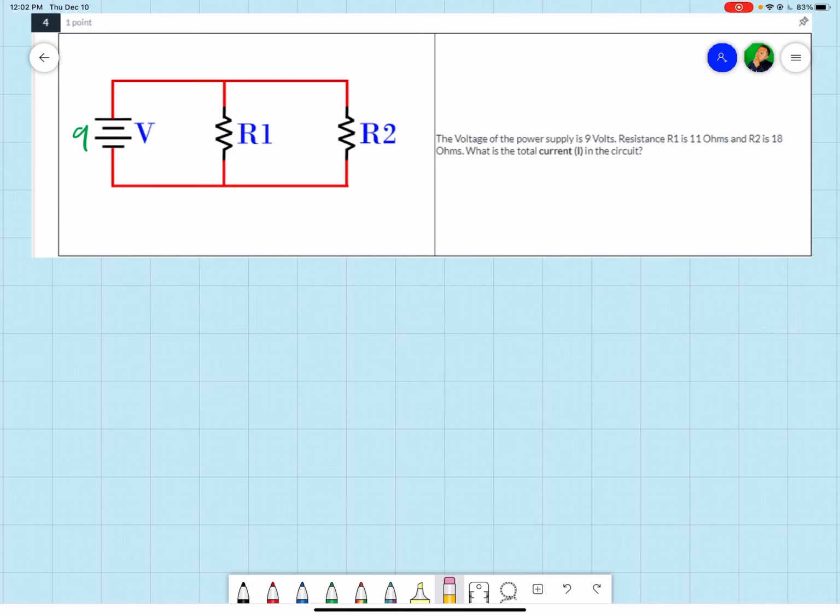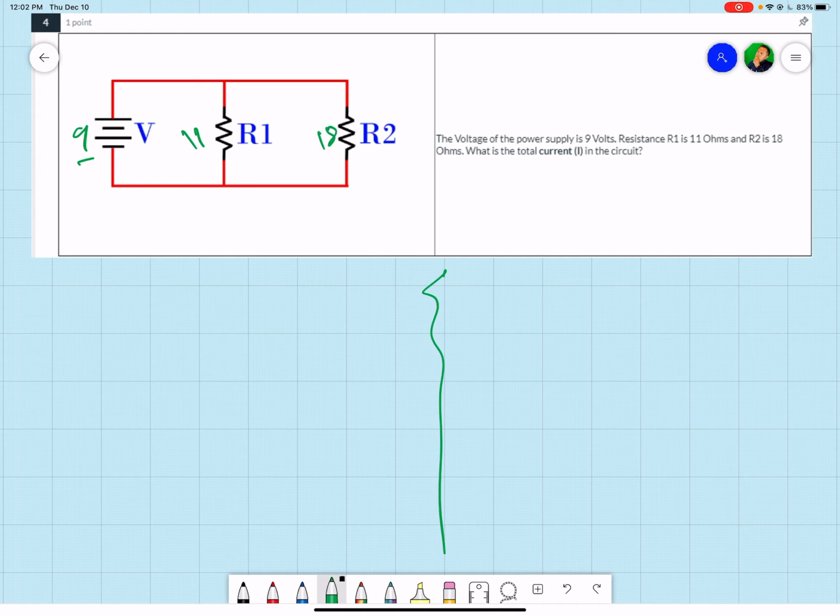Alrighty, so here we go. Now we've got resistors in parallel, okay? And I'm going to show you two different ways to do it. So the first, let's see, we have 9 volts here for the power supply. I have 11 and I have 18, okay?